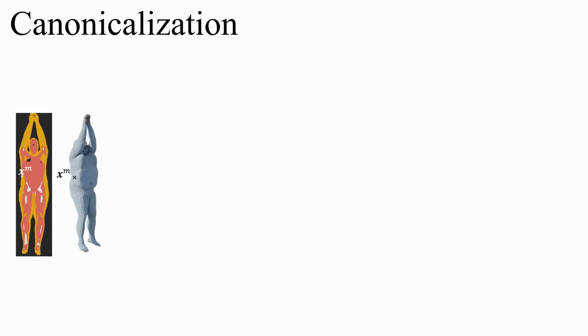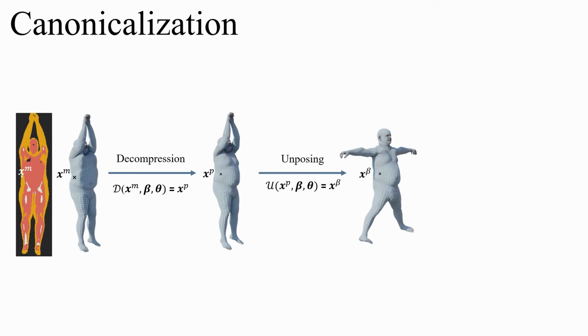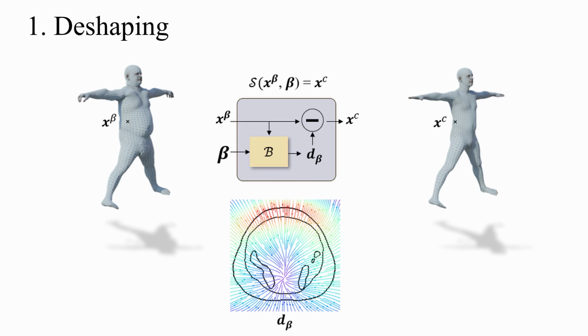To transform an MRI point to the canonical space, we proceed in 3 steps. First, we undo the stomach compression. Then we unpose the body, and finally, we undo the SMPL shape offsets. We will now detail those steps from right to left. Let's start with the de-shaping.